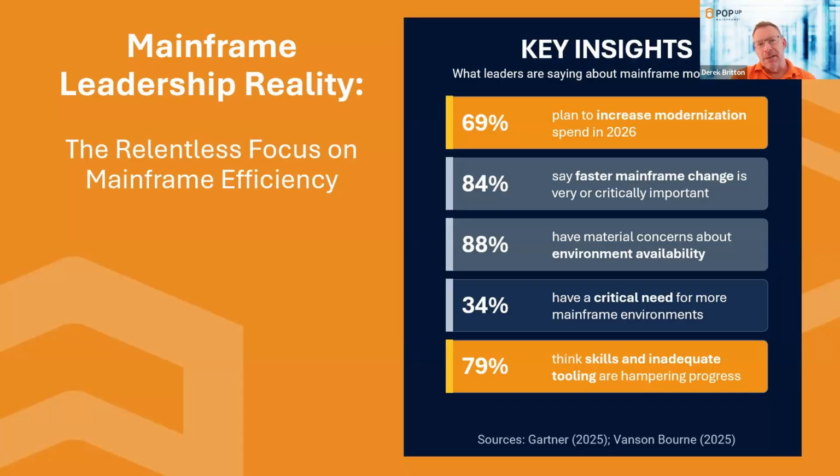And perhaps equally relevant for today's conversation as well, 79% of respondents, mainframe leaders, remember, talked about inadequate tooling and skills challenges that were hampering progress for business change. So that's 8 out of 10 that are worried that their skills aren't good enough or the tooling isn't good enough, and a third are in critical need of more environments. It's a fair conclusion, I think, to draw that these are big challenges when it comes to mainframe training. And it begged the question what impacts that would have on organizational strategy, which is what the next slide is all about.